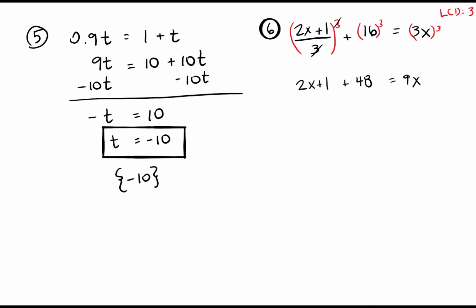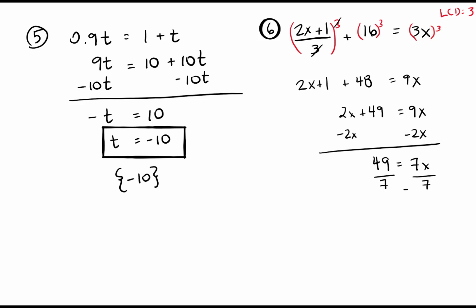Combining like terms, you're going to get 2x plus 49 is equal to 9x. Subtracting 2x from both sides, you end up with 49 is equal to 7x, and then dividing both sides by 7, we're going to get x is equal to 7. And I like to always put my answers in set notation, so I get x is equal to 7.